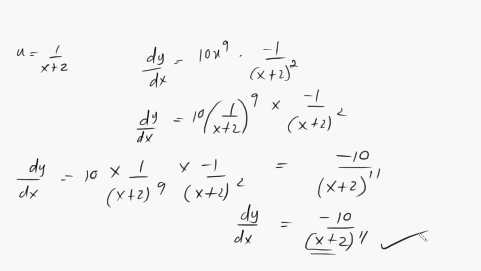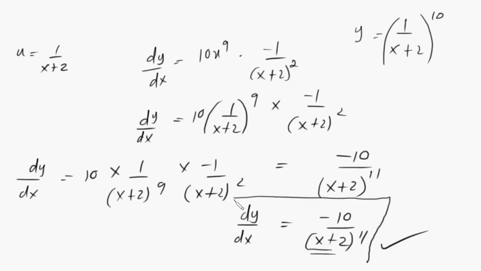Now this is my final answer. When y was equal to 1 over (x+2) to the power 10, finding the derivative of y with respect to x gives me this, negative 10 over (x+2) to the power 11. This is 11.